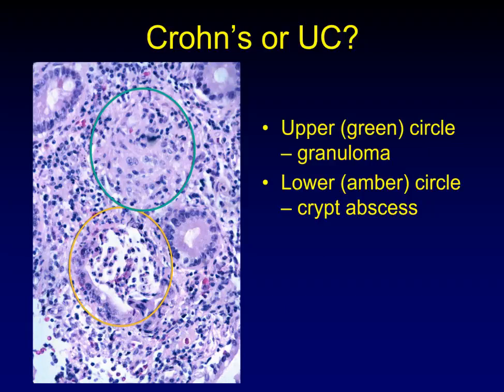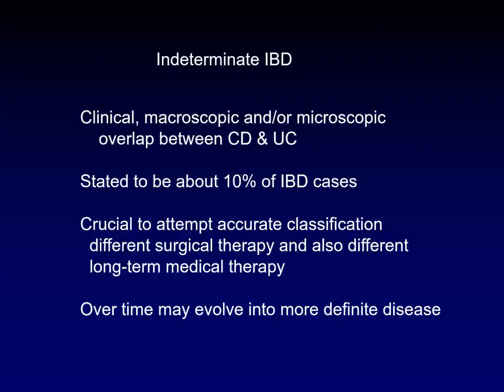A careful history occasionally will help you if the patient reports perianal fissures or fistulae or oral involvement, which will tip you off that the patient actually has Crohn's disease, even if the presentation is all colonic. Indeterminate inflammatory bowel disease. These have overlap between Crohn's and ulcerative colitis, it's about 10% of inflammatory cases. Over time, the patients may evolve to have more definitive diagnosis.